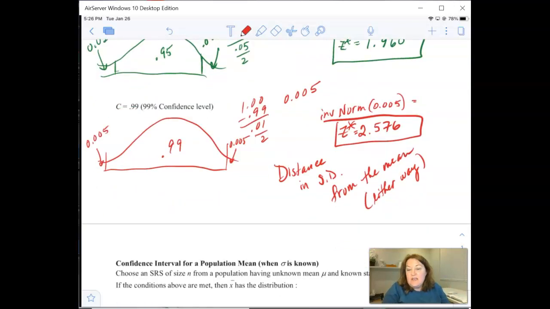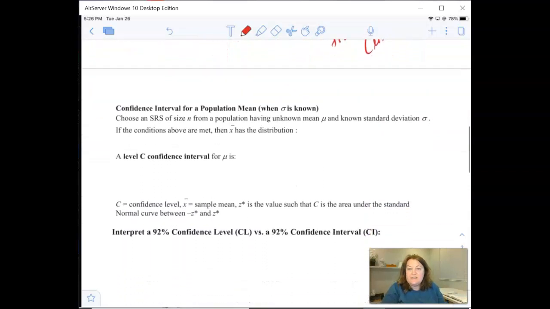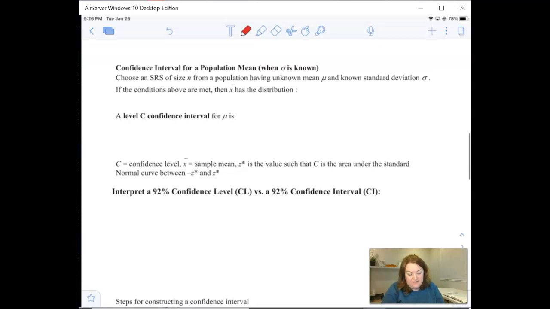All right, so next is confidence interval for population mean, and this is going to be one where we know the standard deviation. Okay, we're still talking about mean. We haven't changed our category any. Now they're just giving us an extra little piece of information that is telling us that our population standard deviation is known. Okay, so here it says choose an SRS of size n from a population having an unknown mean called mu and a known standard deviation called sigma. If the conditions are met, then X bar has the distribution, and we would be saying it has a distribution and a confidence level of mu.